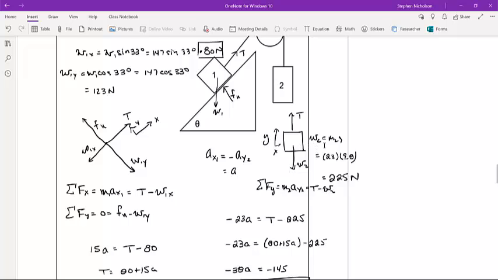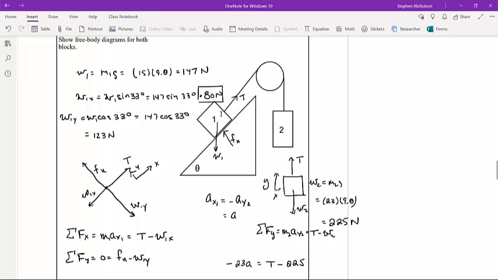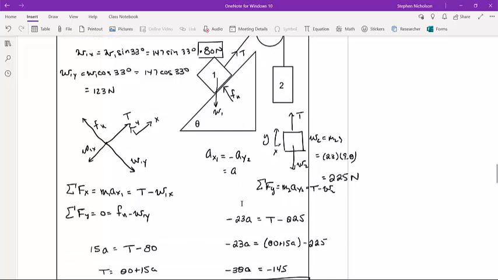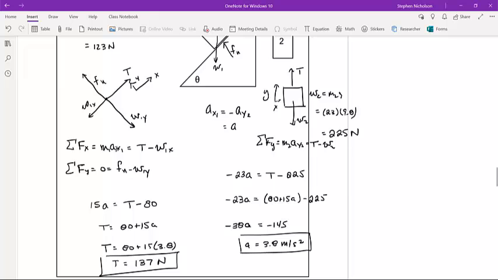w2 is just the mass times acceleration due to gravity. So I know w2, I know m2. Now, because of the way that I define my coordinate systems, a sub x1 is equal to negative a sub y2, because when this goes in the positive direction, this goes in the negative y direction. So you get this negative sign. I just call this a, which is equal to a sub x1, which is equal to negative a sub y2. So in this equation, instead of having a sub x1, I put in a.